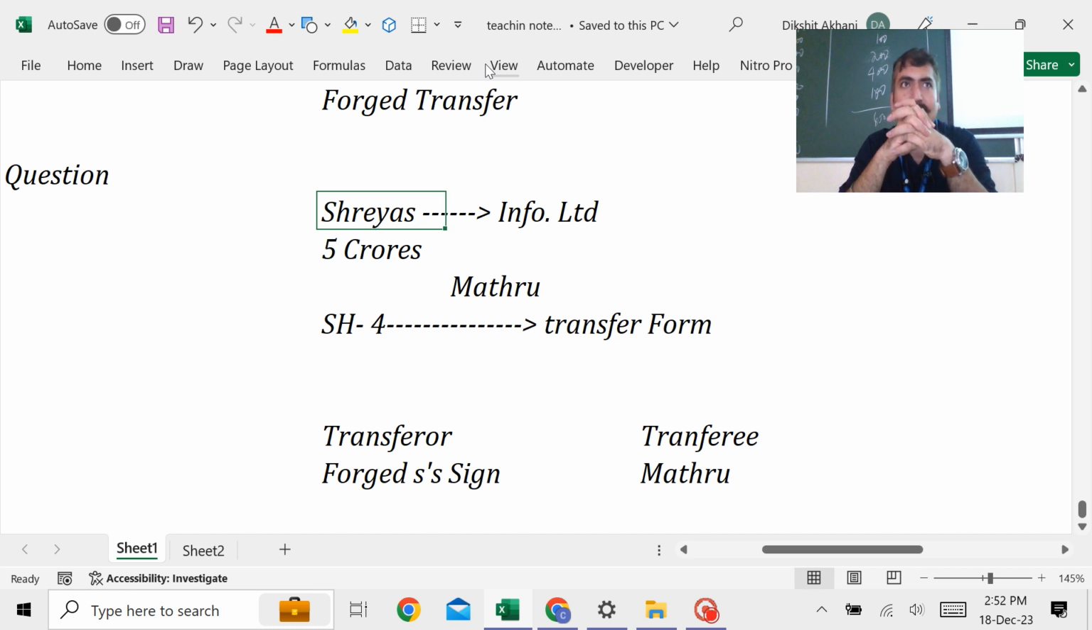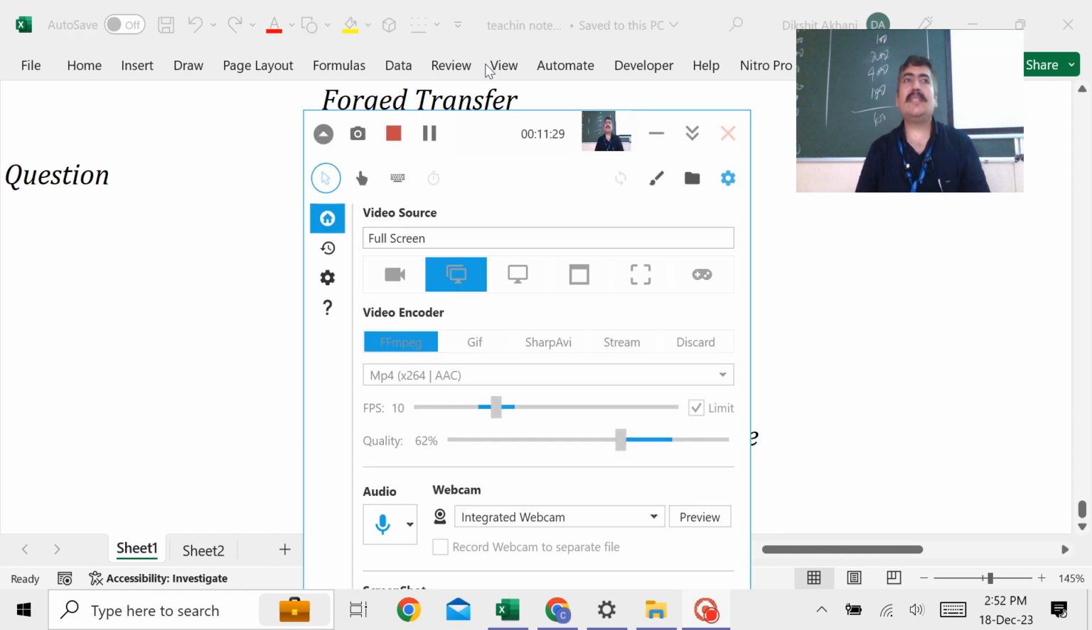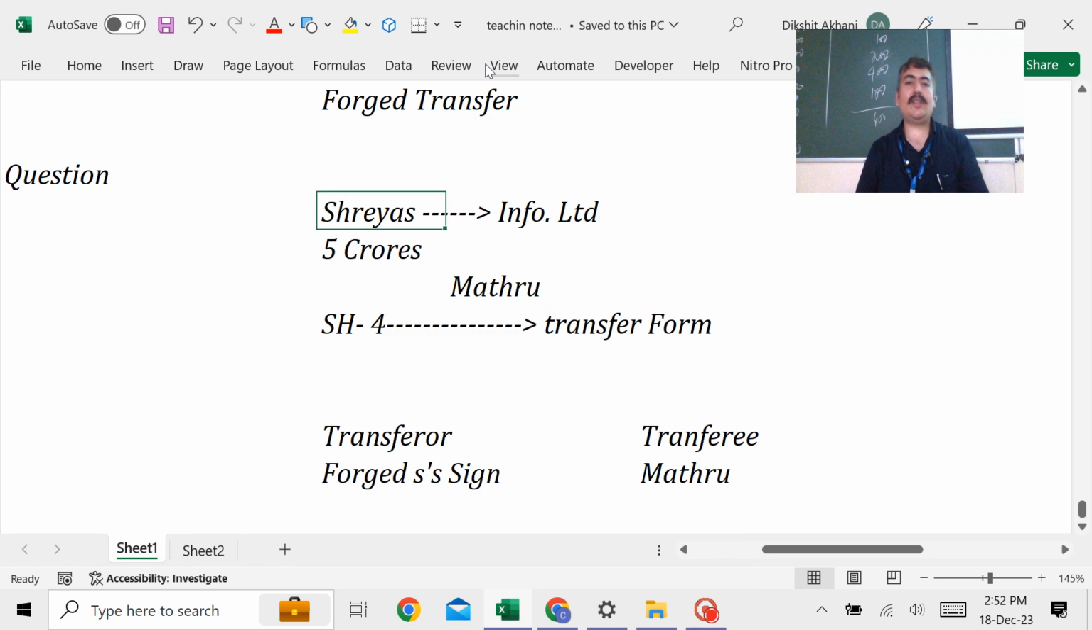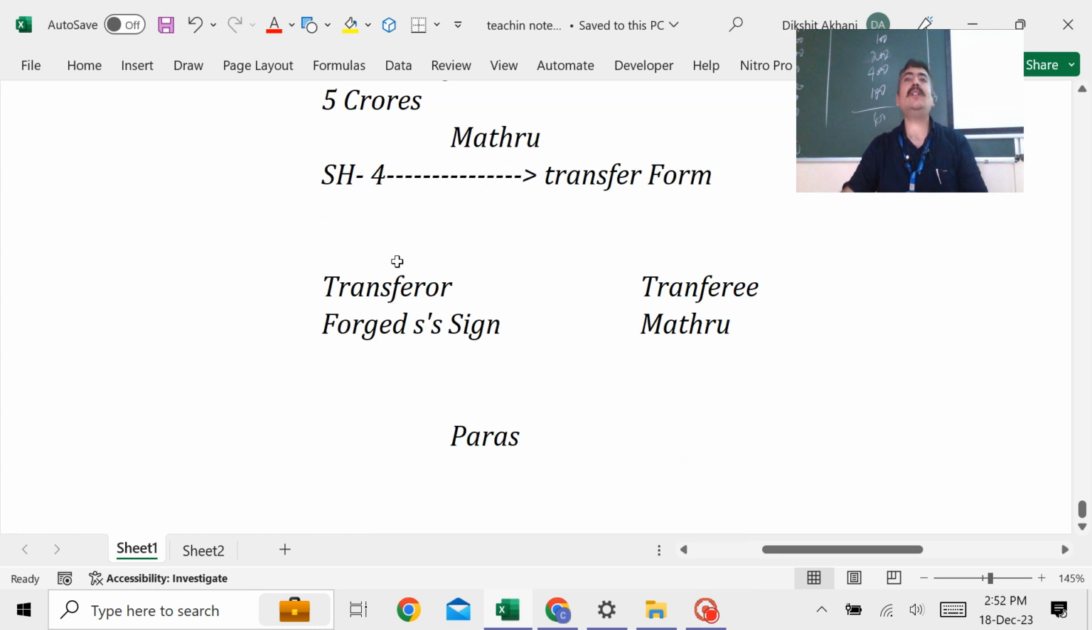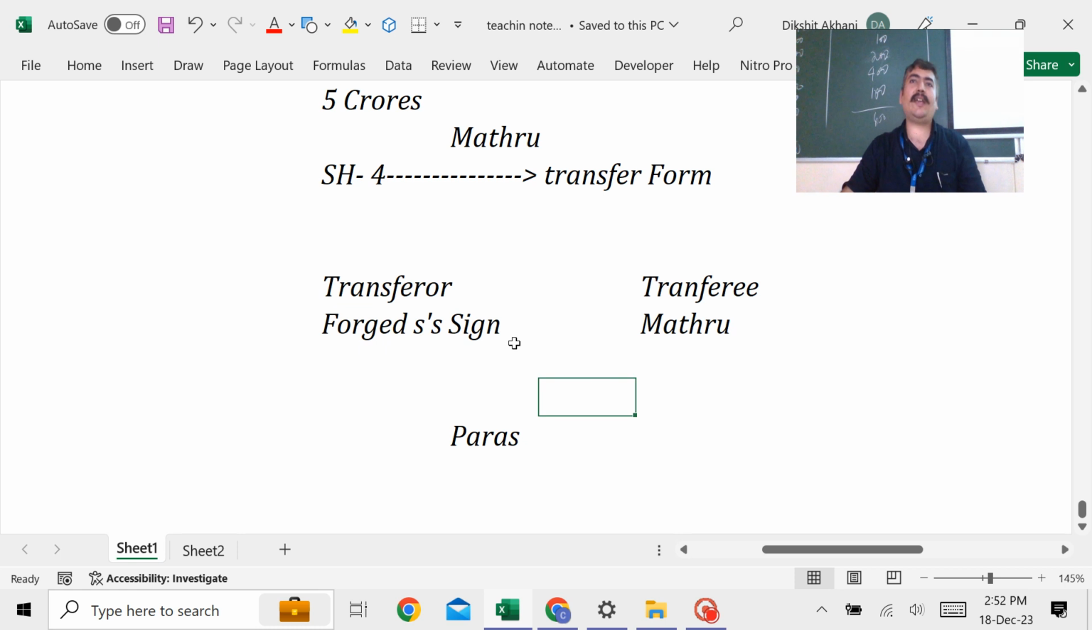Am I clear? Okay. So that is all about Section 57, which is talking about impersonation of the shareholder, personation of the shareholder, and forged endorsement. Am I clear? Students, am I clear? All right. So that's all about the transfer and transmission chapter.